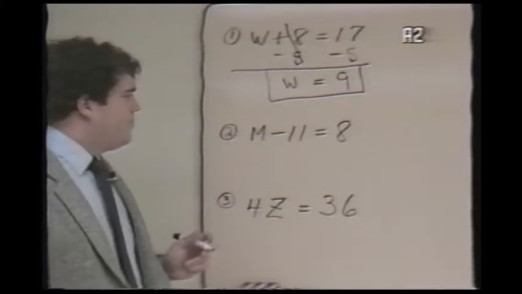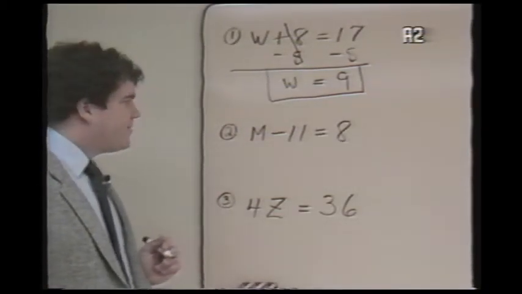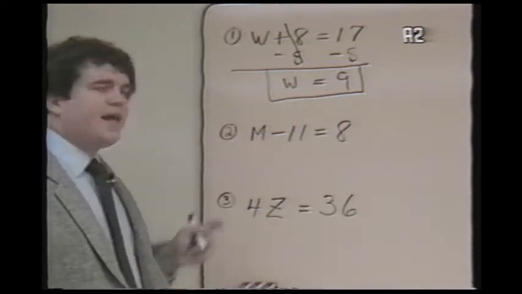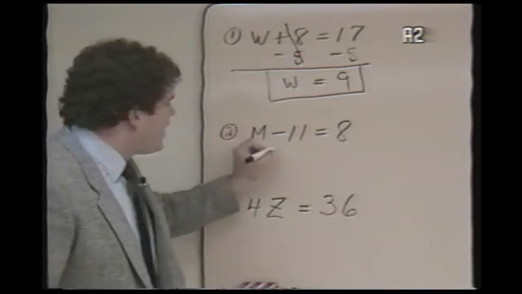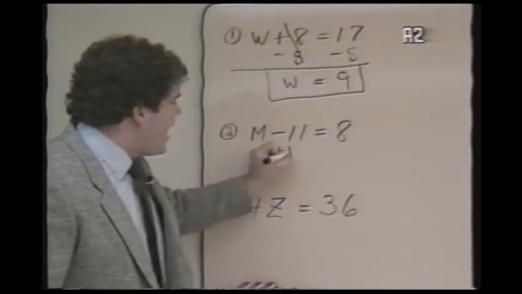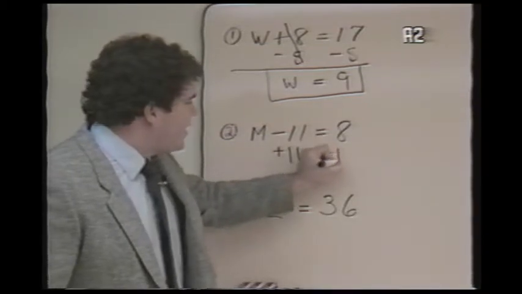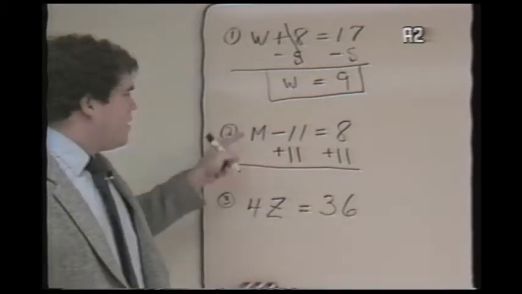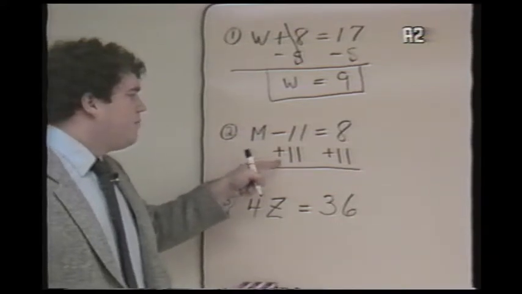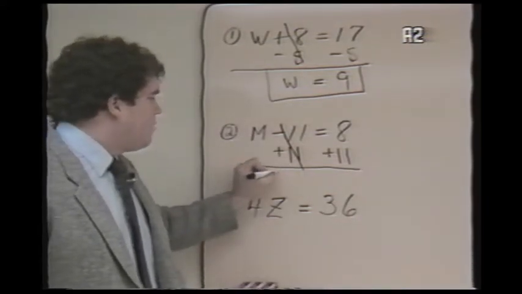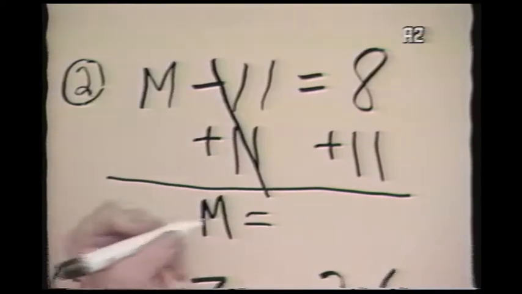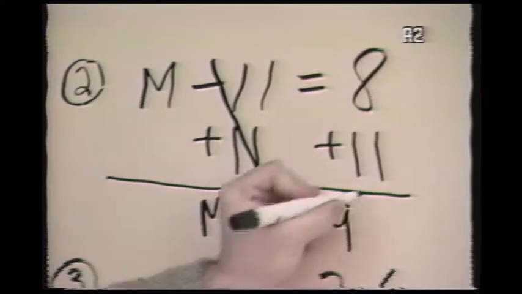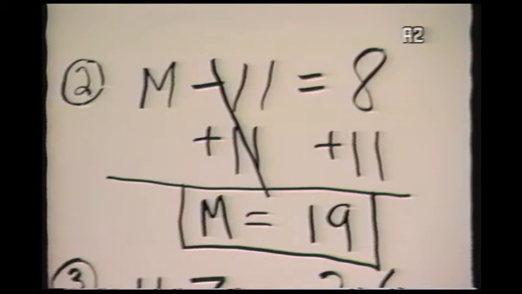Problem number 2. M minus 11 equals 8. Now when I see that minus sign, how do I react? I react with a plus sign. I should add 11 to each side of the equal sign. M minus 11 plus 11 will equal M. And since I added 11 to the left side of the equation, I must add 11 to the right side of the equation. I get M equals 19.